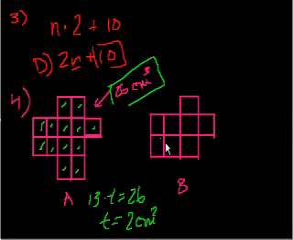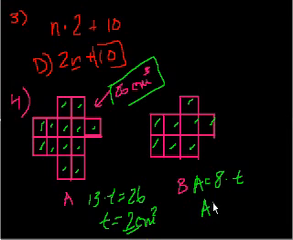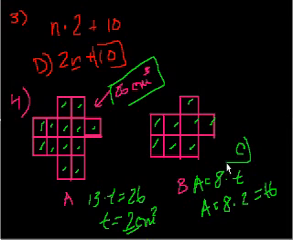And how many tiles does B have? Well, 1, 2, 3, 4, 5, 6, 7, 8. It has 8. So its area is 8 times the area of the tiles. And we know what the area of the tiles is. It's 2 because it's the same as A. So area is equal to 8 times 2, which is equal to 16 centimeters squared, which is choice C.